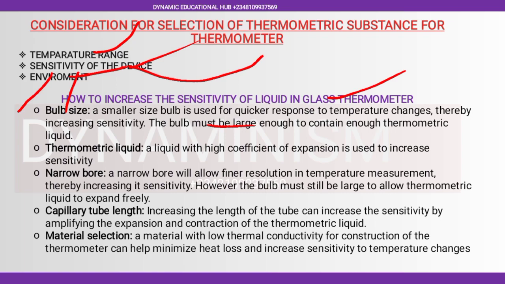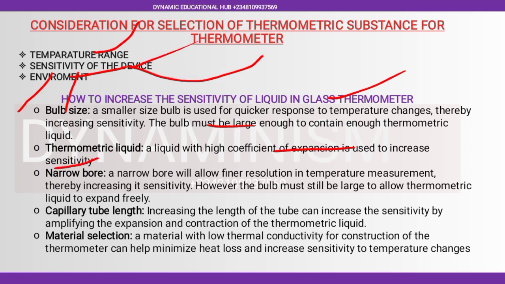The next one is that a liquid with a high coefficient of expansion is used to increase sensitivity. Now you don't just pick any liquid. Don't forget that we want to increase the sensitivity, which means that you are using a liquid that has high expansion, high cubic expansivity, so that it can easily expand with a small or minute change in temperature. That liquid will expand. So that is why we are going to select that kind of liquid.